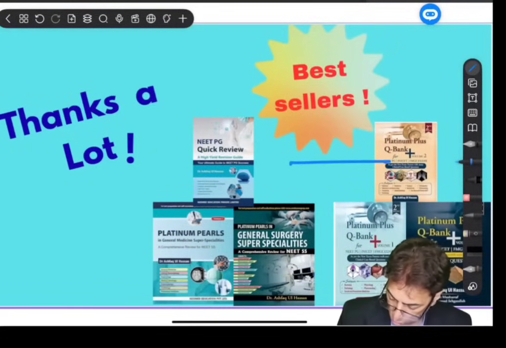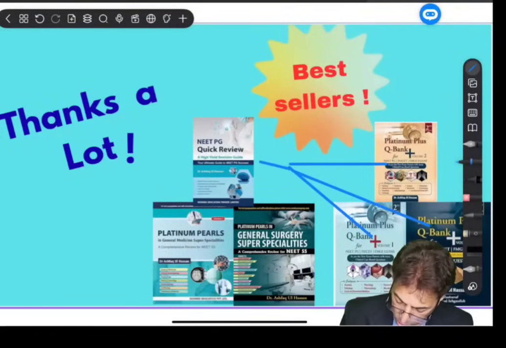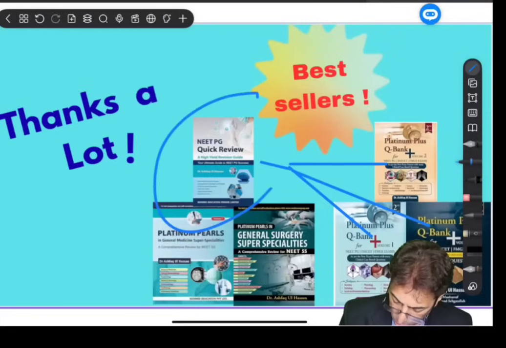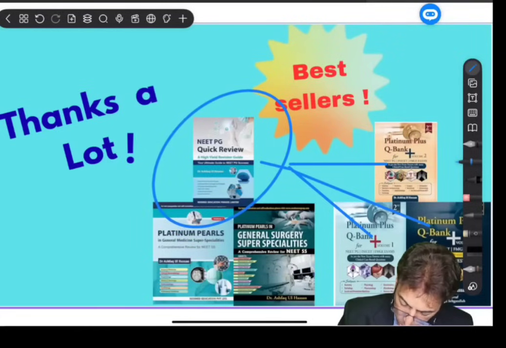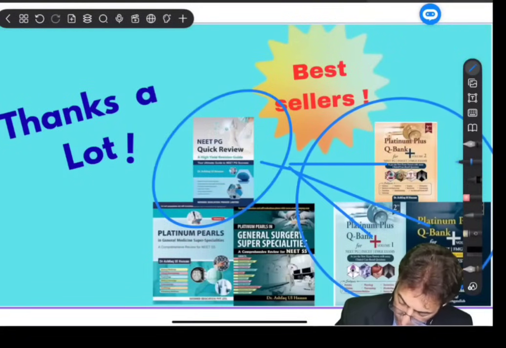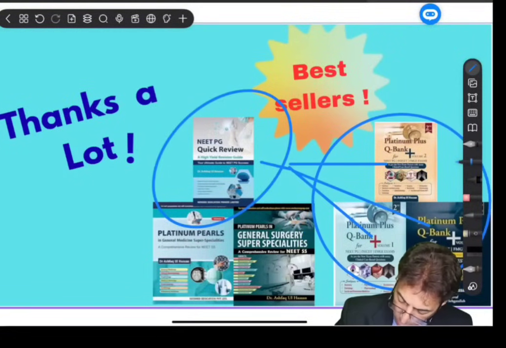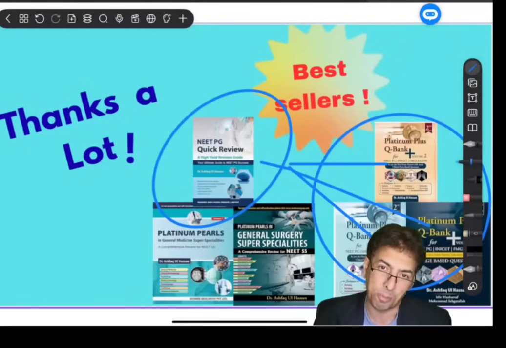You are aware of these things to which I am pointing the pointer: Platinum Cubing volume 1, volume 2, and image-based Platinum Cubing, in addition to something like the NEET PG QR. This is a book from which students revise, and these are, I guess, the 90% books, as they call them, because almost 90% of the questions were from these books.